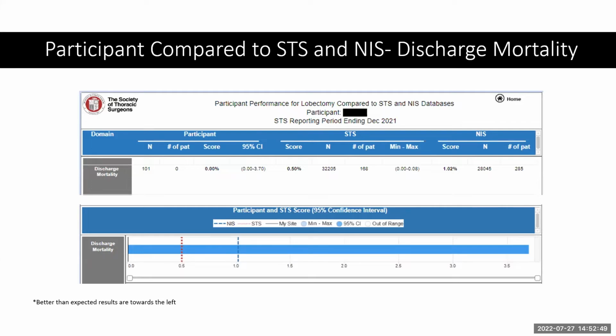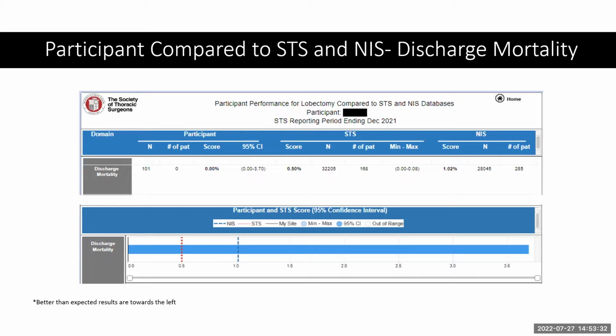Then we have, if we keep going over, the STS and NIS with their scores of 0.5% and 1.02%. And then the chart below obviously displays this same information. And STS and NIS also have their N, their total number of cases, and then the number of patients that experienced a discharge mortality, and NIS has their information there on the far right as well. And then on the chart, you can see here that your site or the participant is the solid black line, STS is the red dotted line, NIS is the blue dashed line.